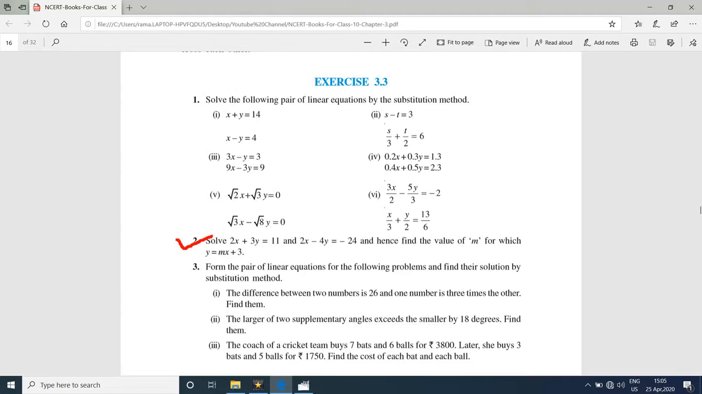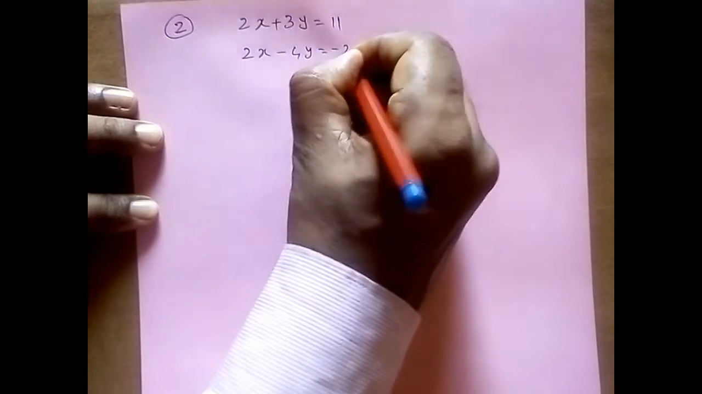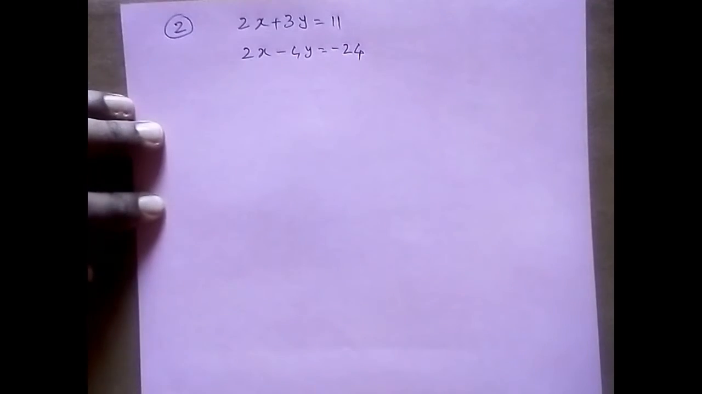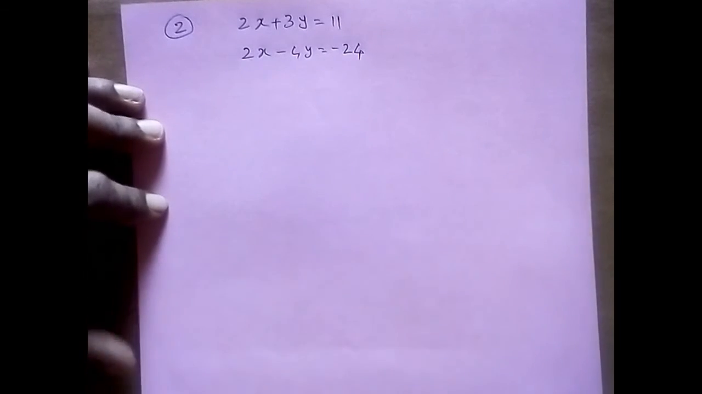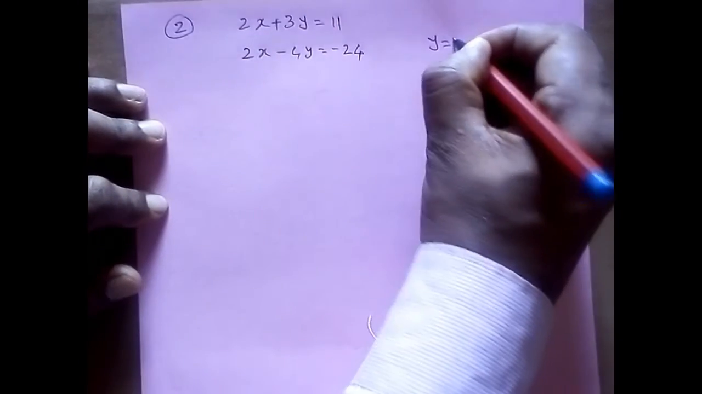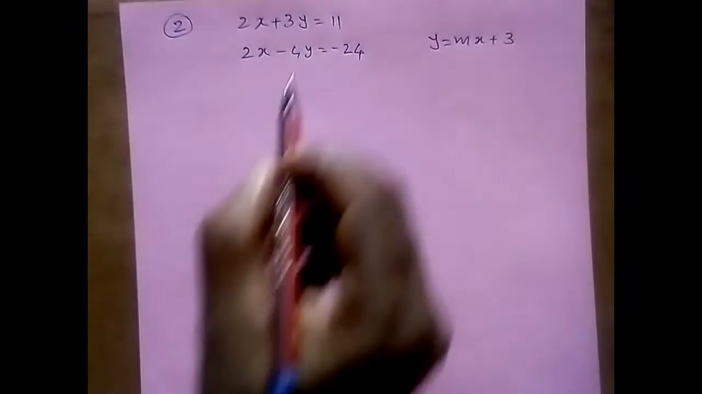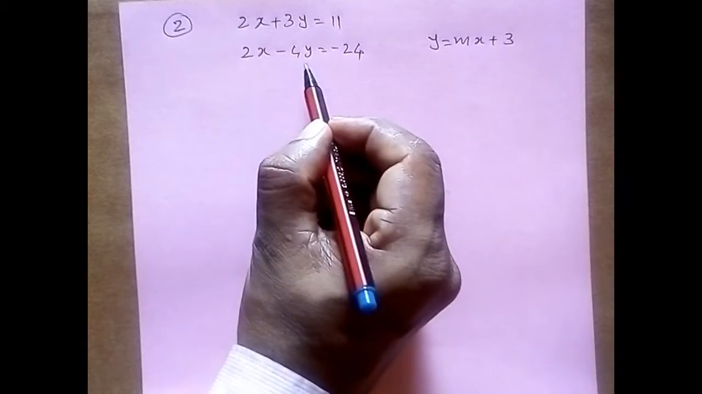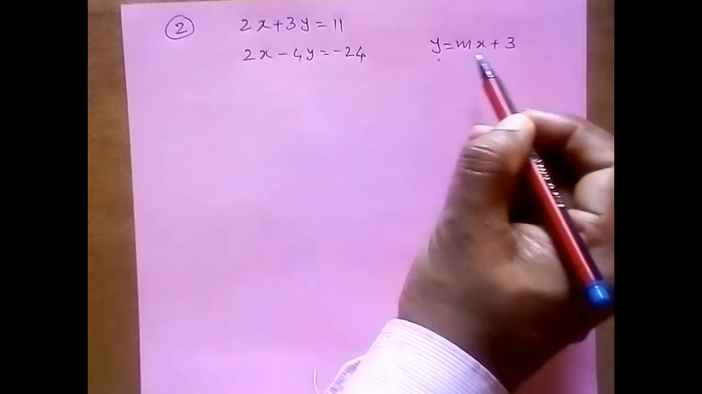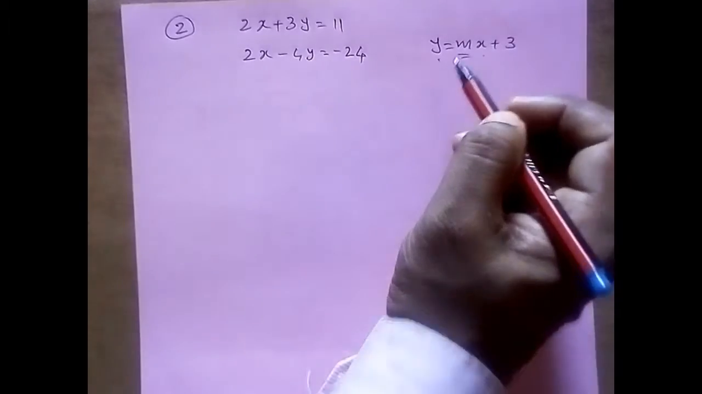Now we are going to the second question of exercise 3.3. Solve 2x plus 3y equal to 11 and 2x minus 4y equal to minus 24, and hence find the value of m for which y equal to mx plus 3. So we have to solve this pair of equations. We will find the value of x and y, and substitute them here so that we will get the value of m. That is the procedure.